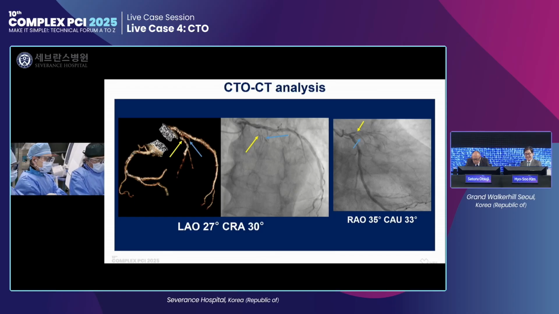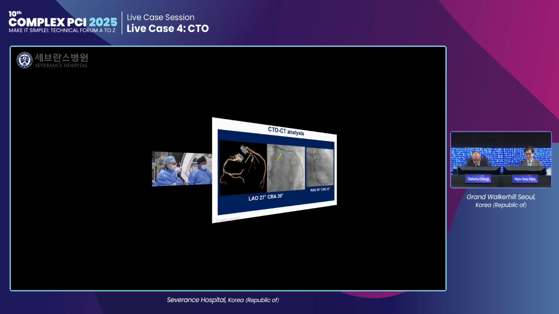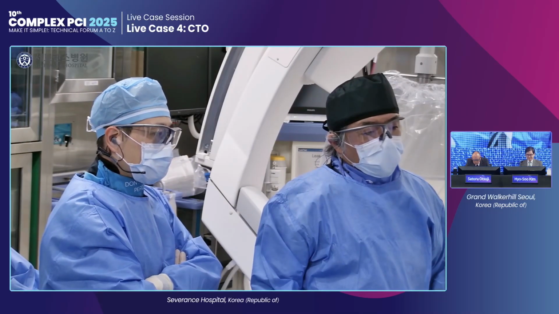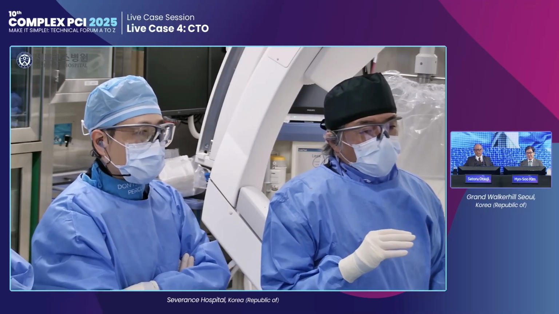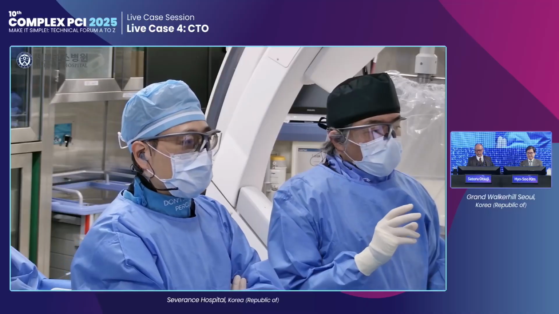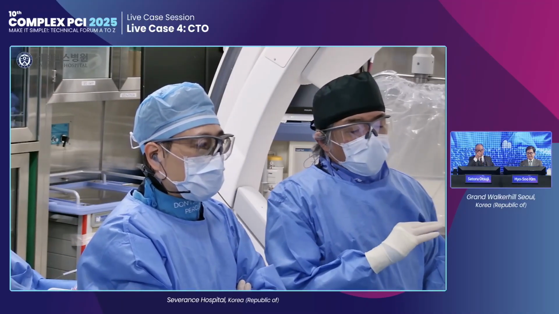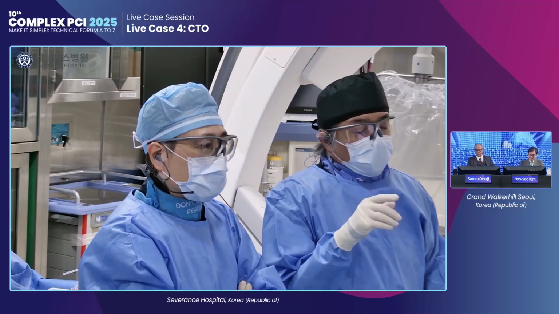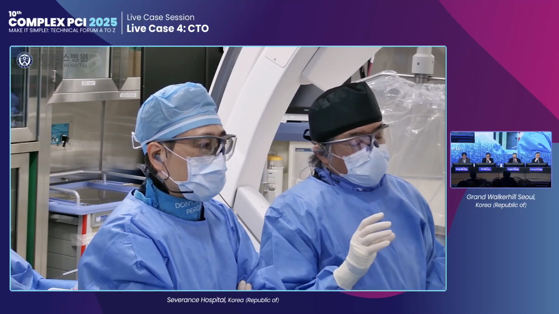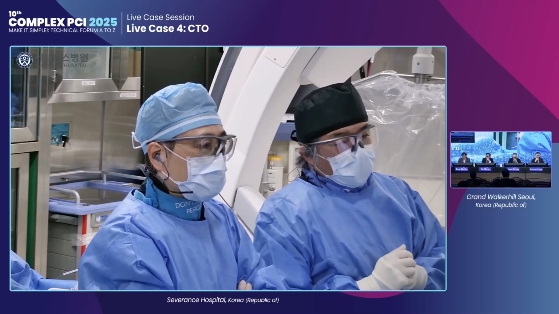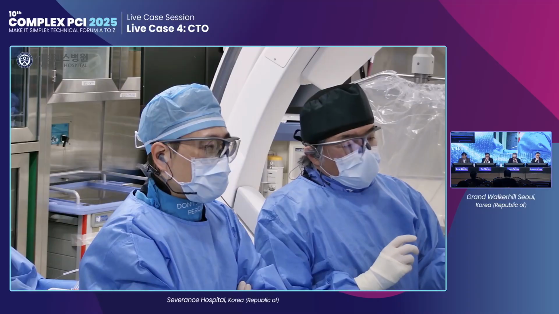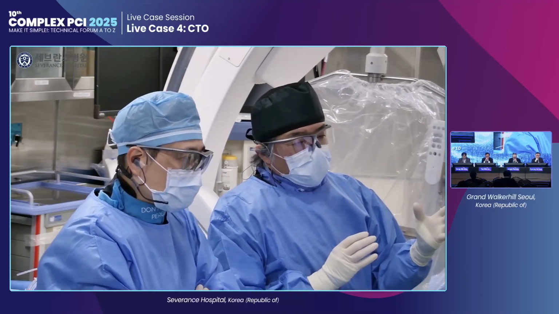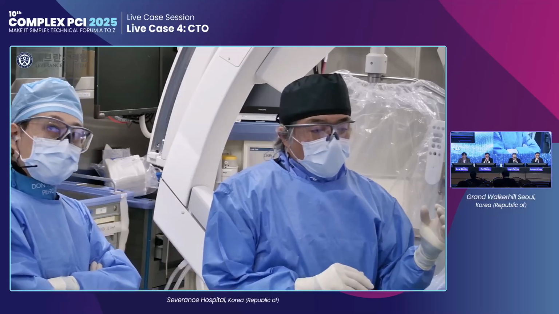Okay, so this patient has an LAD CTO, and the vessel diameter is a little bit small. Even though we can see some location of the LAD os, it's not clear, especially on the cranial view. On the CT scan analysis, there is a very big calcification region in the left main, circumflex and LAD os, suggestive of the LAD ostium.